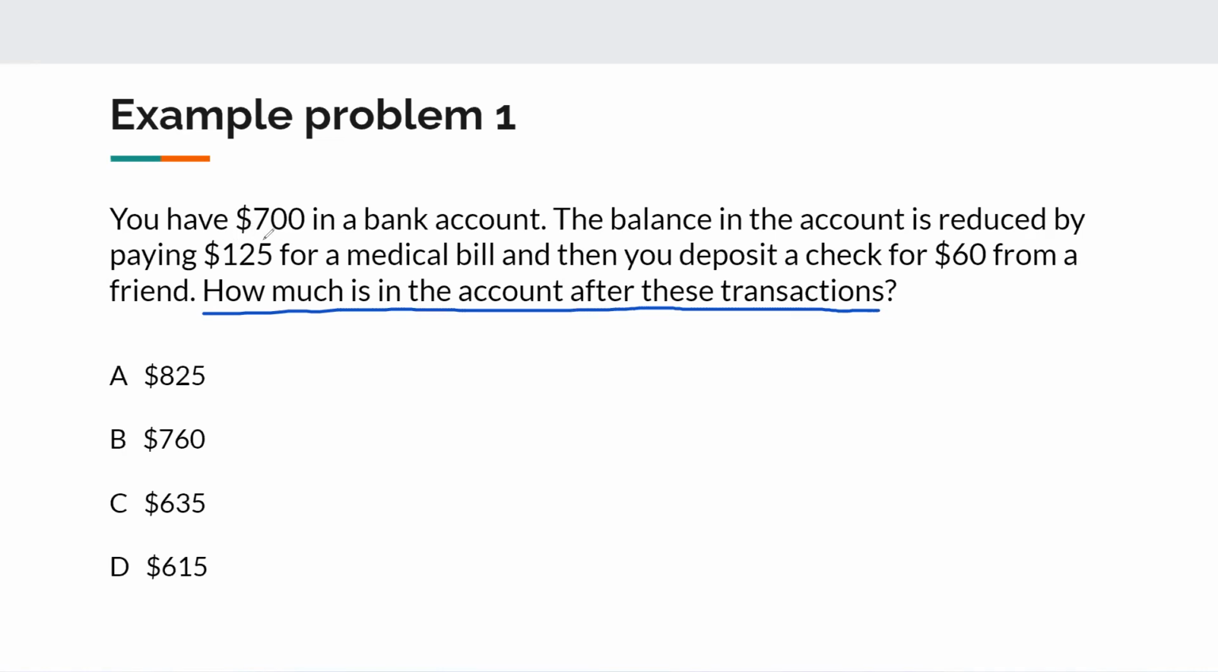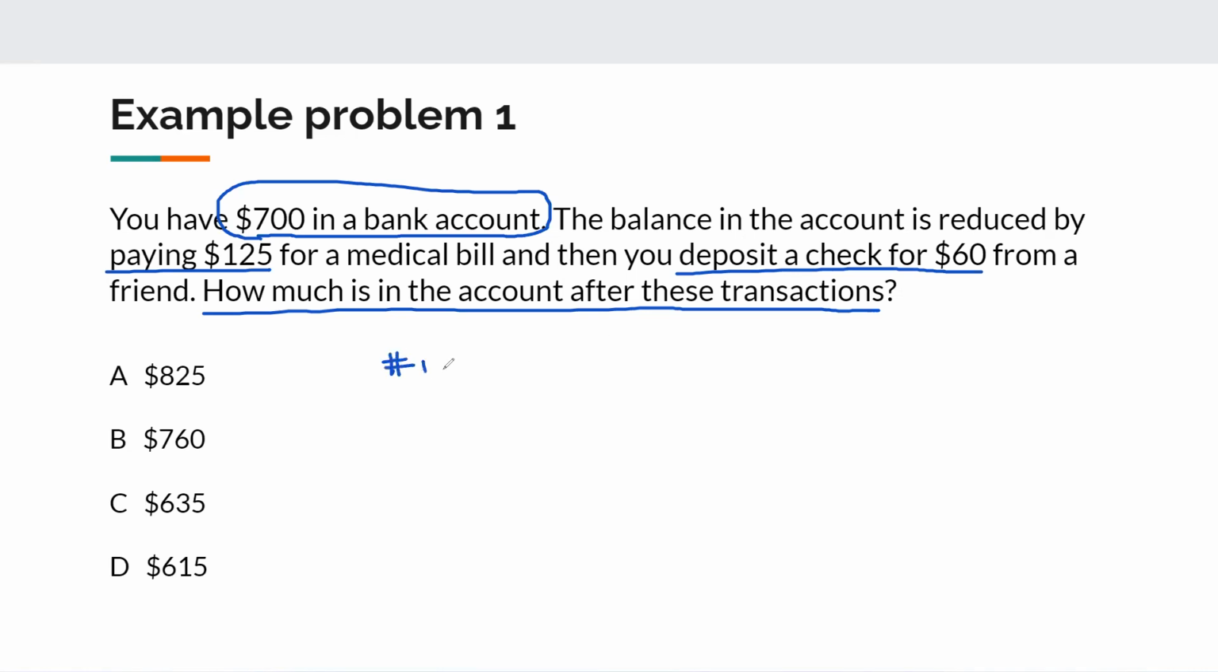Now, we had $700 in the bank account at the beginning of this problem. Then we paid a $125 bill and we deposited a check. That's really all we need here. There isn't any unneeded information really. So we can think of this as 2 steps.